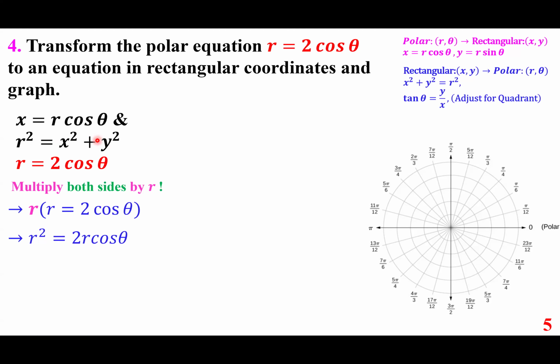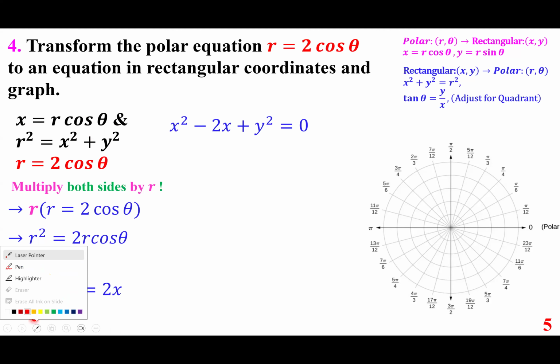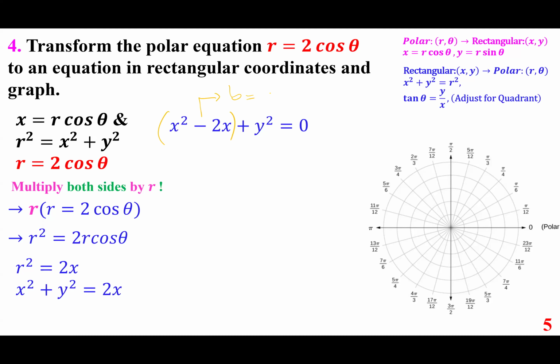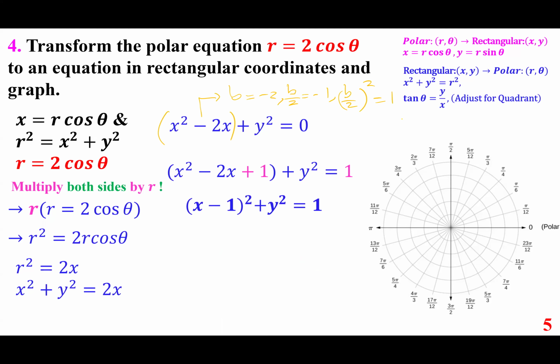Replace the r squared with x squared plus y squared. 2 r cosine theta is 2x. And we're going to bring 2x next to x squared. We're going to complete the square. b is -2. b over 2 is -1. Squared is +1. And we're going to add 1 to both sides. Left side is x minus 1 squared plus y squared equals 1.